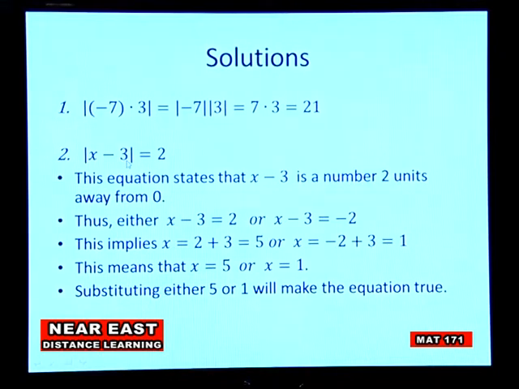Solve for values of x. x will give you 5 and x will give you 1 there. So x equals 5 or x equals 1 will satisfy our equation. So let's see. If x is 5, I have 5 minus 3, which is 2. If x is 1, I have 1 minus 3, which is minus 2, and the absolute value of minus 2 is 2. So any of these numbers will satisfy our equation.